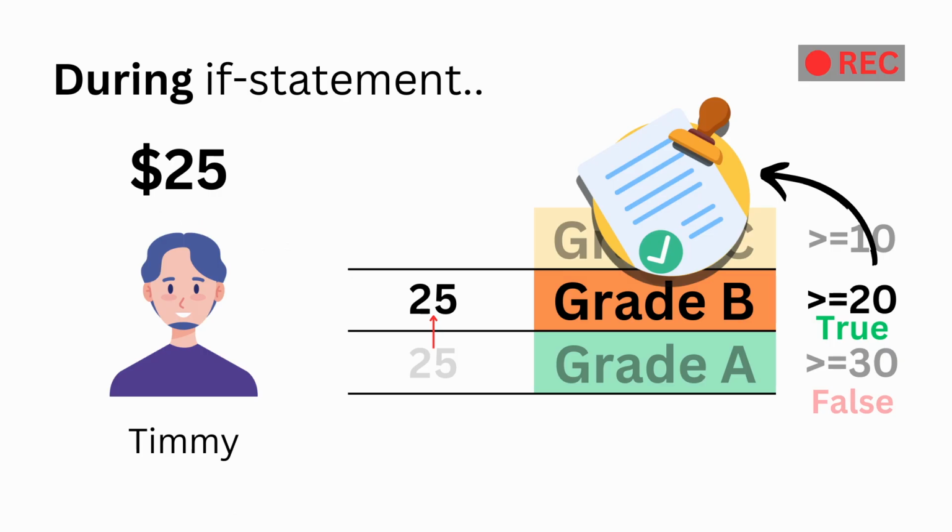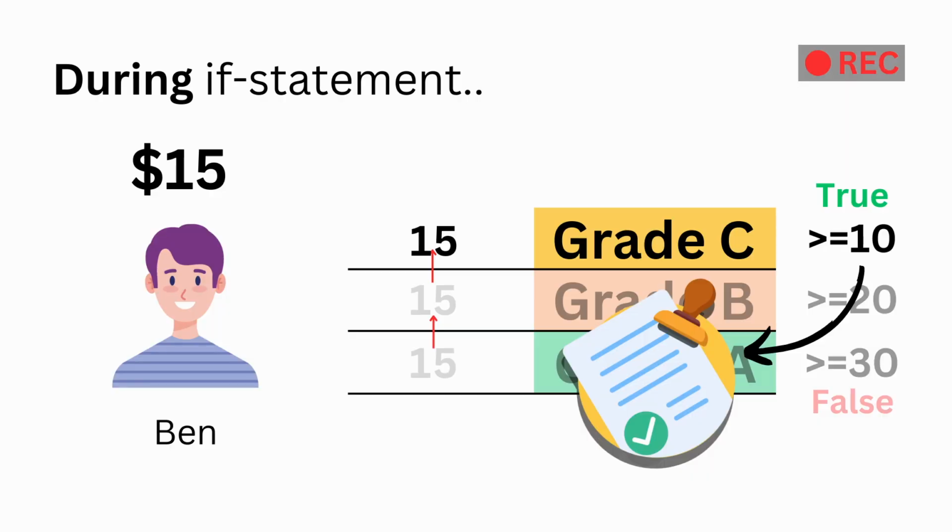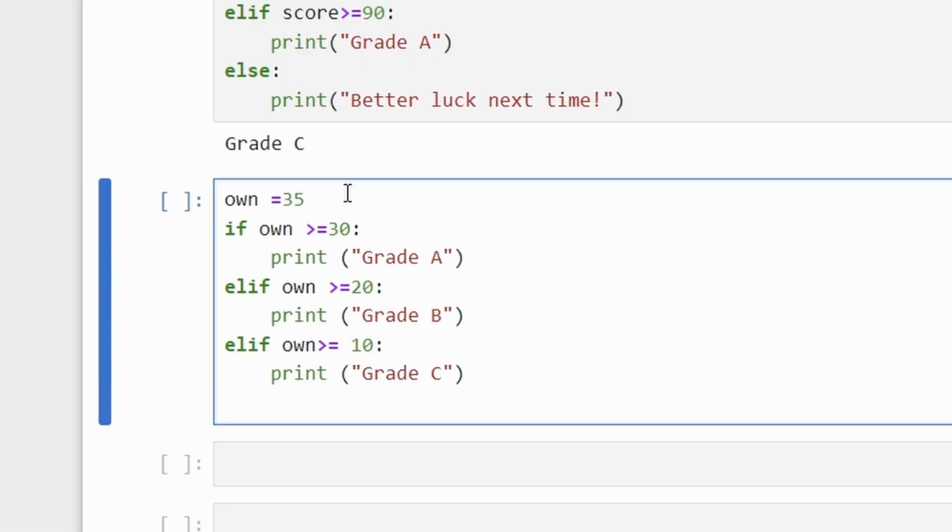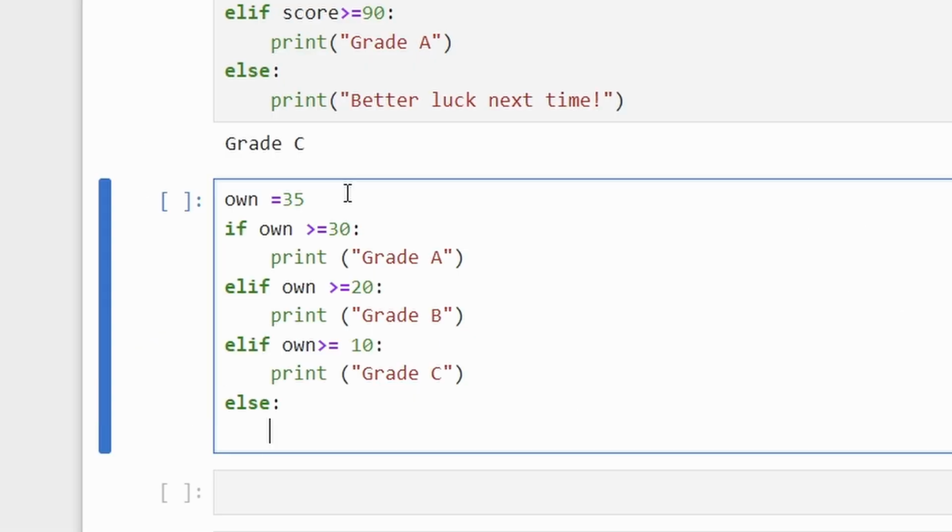Else, if the person owns larger or equal to 20, then it will print a grade B. Else if the person owns larger or equal to 10, it will then print grade C. Else, if all of these are not the case, it will print you'd better earn some cash, all right. There we go.